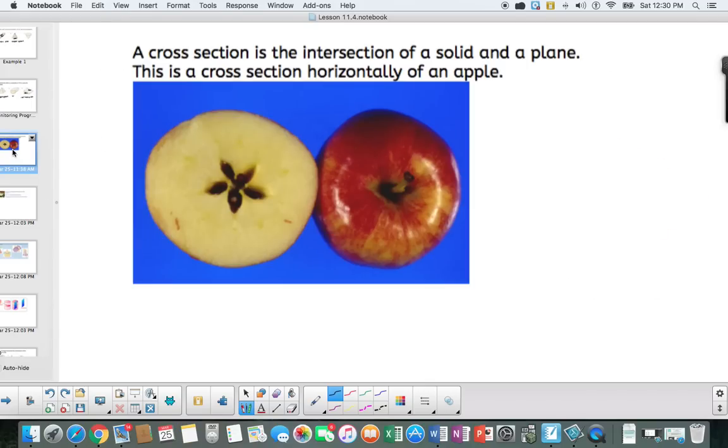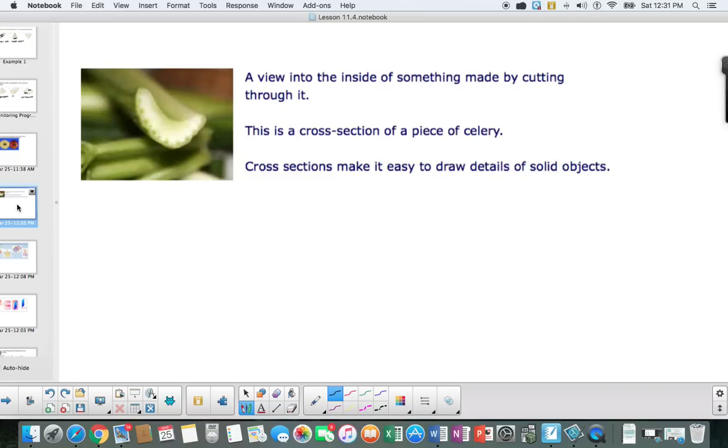Okay, the next topic I'd like to cover is cross-section. It's the intersection of a solid and a plane. If you were to cut an apple, this picture inside here is what we call the cross-section. Here's another idea with food. If you were to cut a celery, this would be called the cross-section.